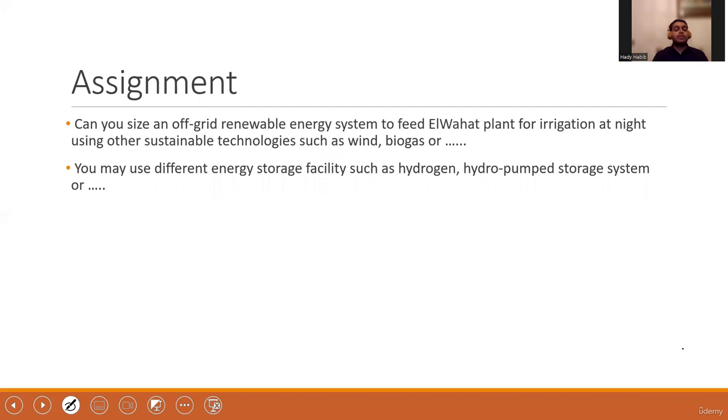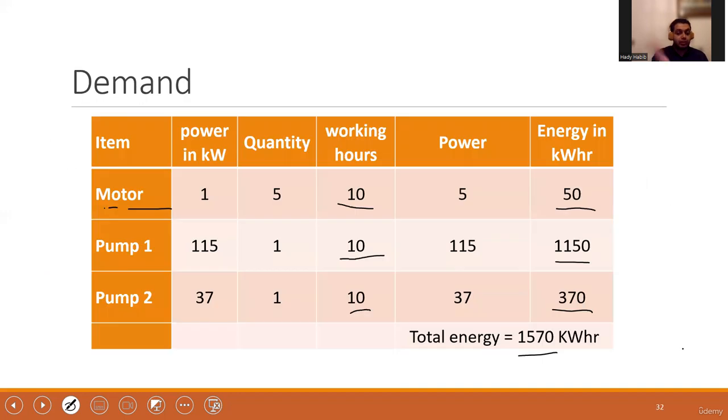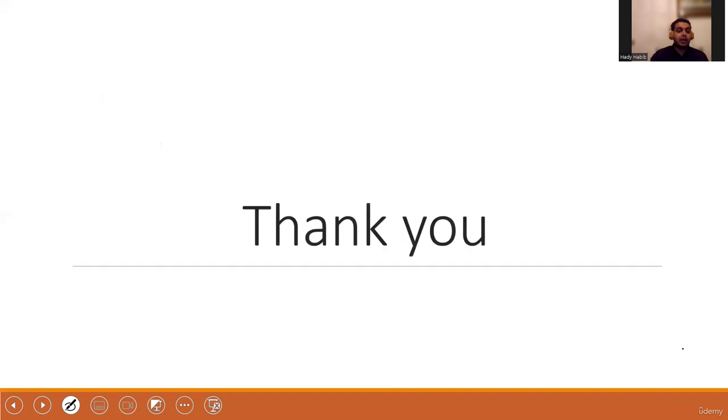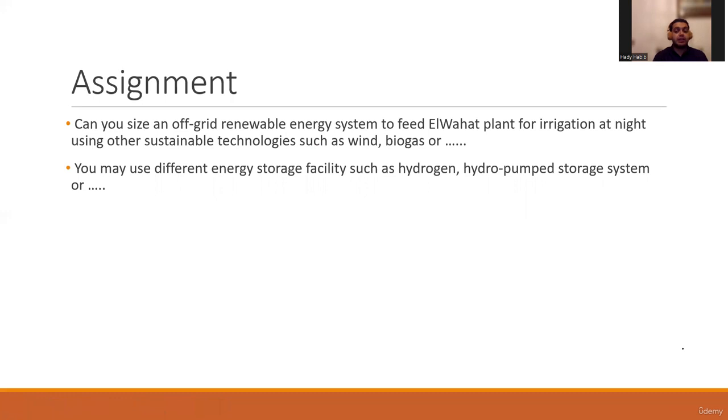Now we turn to the second assignment of our course, and the assignment of this lecture is: can you size an off-grid renewable energy system to feed the oases with such loads, those loads, for irrigation at night also? So you consider that you irrigate at night using other sustainable technologies such as wind, biogas, biodiesel, geothermal, and assume what you like.